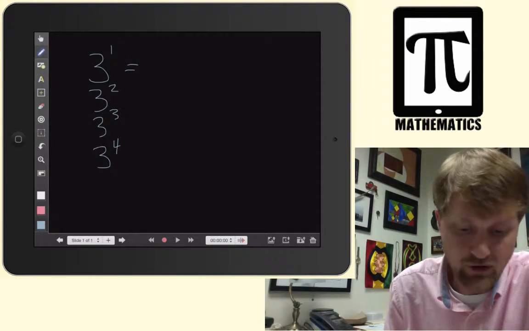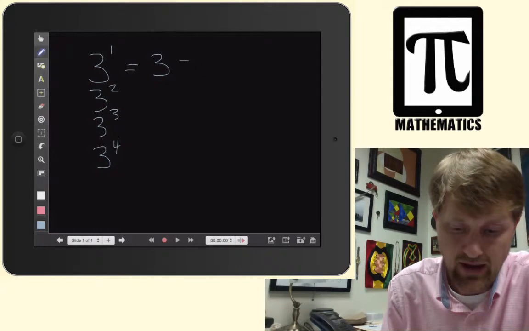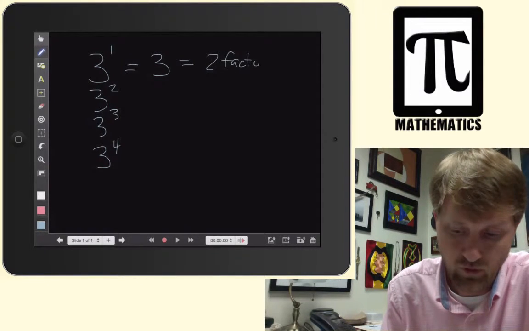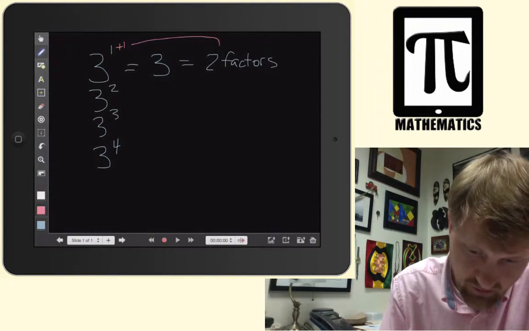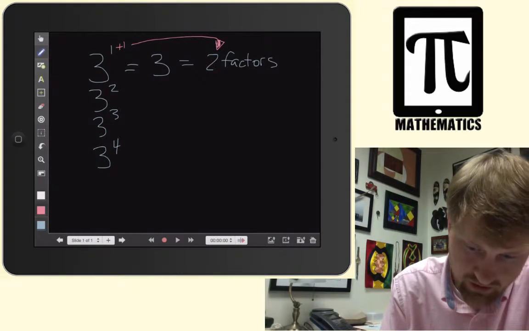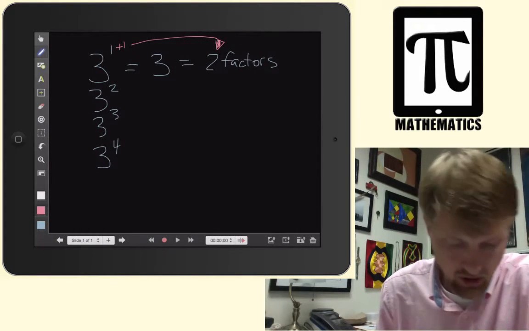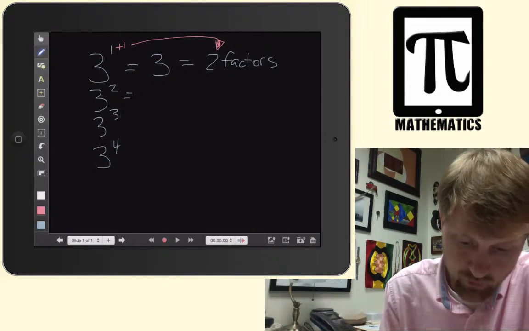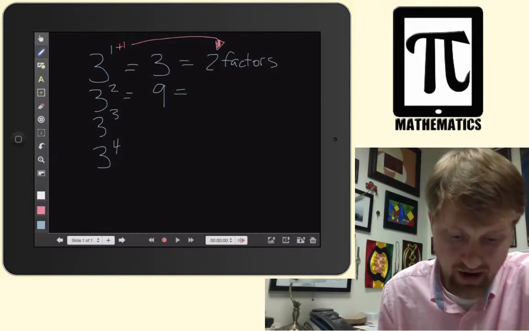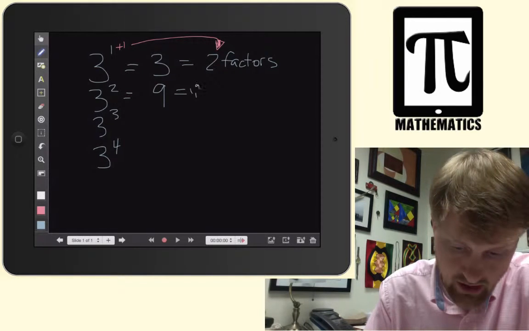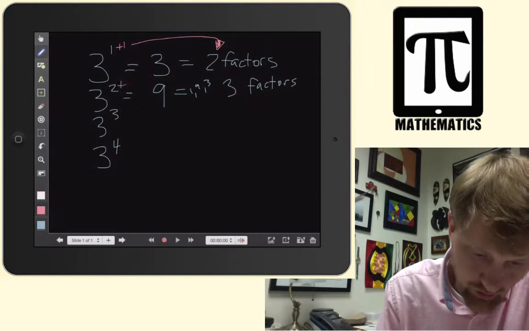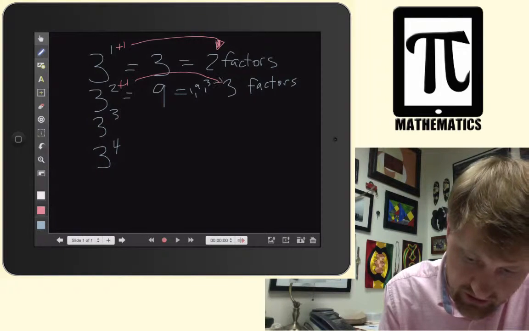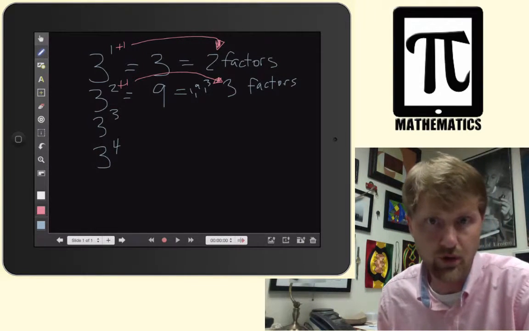Well, 3 raised to the first power is going to be 3. That has 2 factors. So my rule, 1 plus 1, does give me 2. Okay, so it works for 3 raised to the first power. Let's try it out with 3 squared. 3 squared is 9. For the factors of 9, we got 1 and 9, and we got 3 times 3. So we have 3 factors. And does our rule work? 2 plus 1 does give us 3. So far, so good, working with our rule.